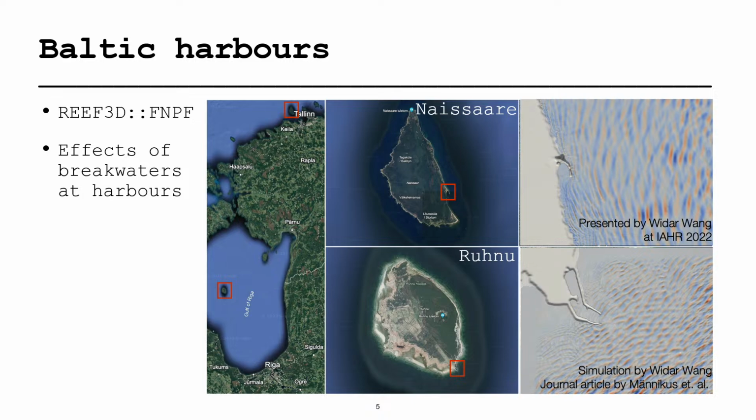So what we have been doing is we used the FNPF model, the wave propagation model, for the wave analysis. So wave analysis alone with wave transformations, but not any coastal swash zone dynamics. So especially we look at the effects of the breakwaters. As an example, we look at the wave scenario around Narva Harbor that I presented at IAHR last year. And in the keynote, you have seen some of the simulations, so I will focus on the Roja Harbor.